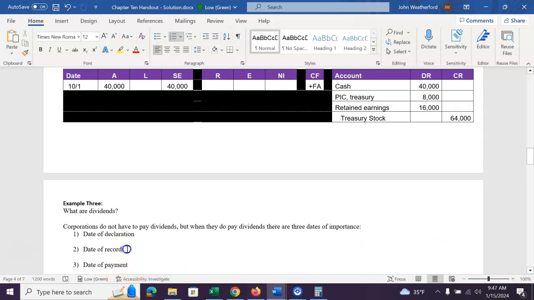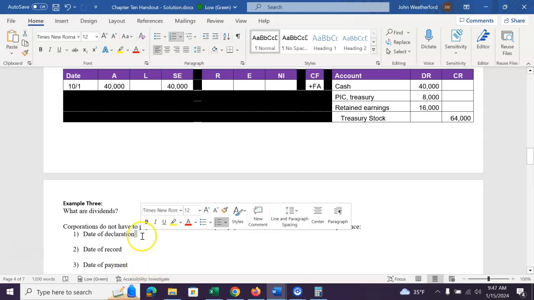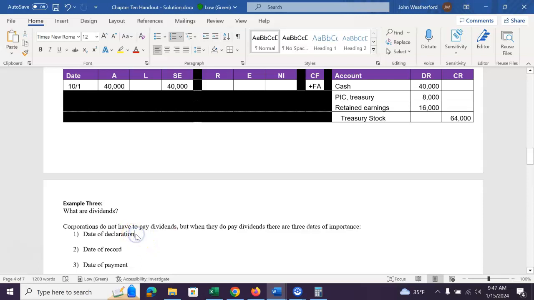Now, there's no entry required on the date of record, but on the date of payment, we would wipe out the dividends payable that we set up on the date of declaration. And, of course, we decrease cash for the amount paid to the shareholders.